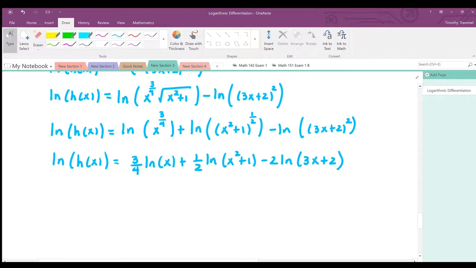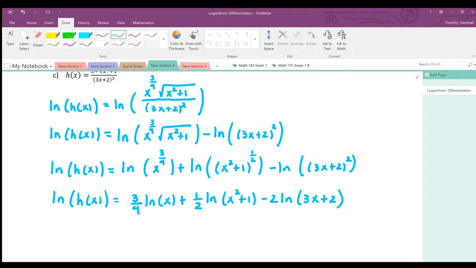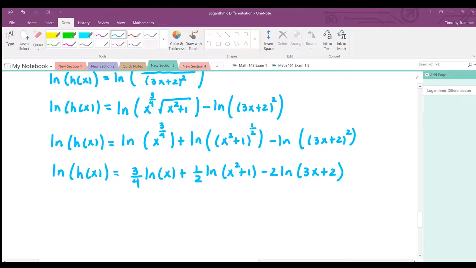Now, this may have felt like a lot of work, but after you do a couple of these, you'll be able to probably jump to this step immediately after taking the natural log of each side of the equation. Now that we have this fully expanded, let's go ahead and take the derivative with respect to x. Okay. So if we do that, we should get 1 over h of x times h prime of x.